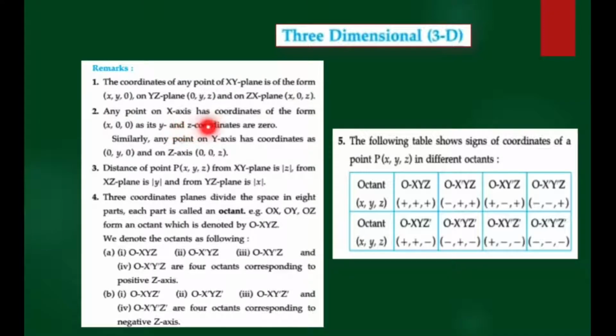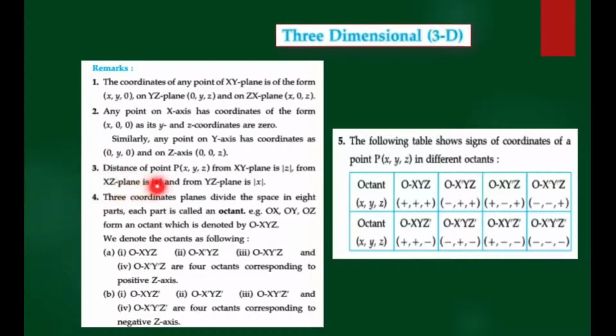Any point on the x-axis has coordinates of the form x, 0, 0. That means for a point on the x-axis, its y coordinate and z coordinate must be 0. Similarly, any point on the y-axis has coordinates 0, y, 0. So for a point on the y-axis, the x and z coordinates are 0. Similarly, for a point on the z-axis, its x and y coordinates must be 0.